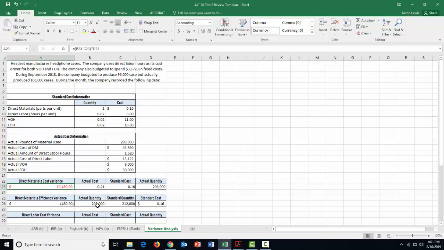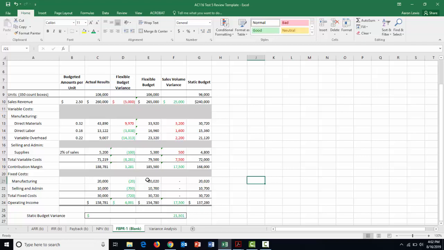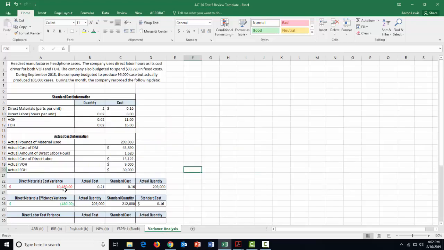We used 209,000 parts. Our standards say we should have used 212,000, which means we save money by using less parts. And since we save money, that is going to be a favorable variance. If we go back to our Flex Budget Performance Report, we see that the overall variance for direct materials was 9,970 unfavorable. If you took 10,450 and added to it or subtracted from it that $480, you would come up with 9,970.